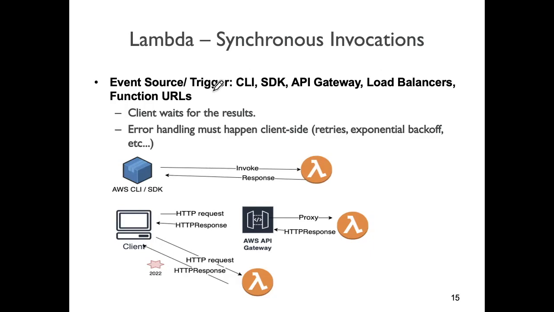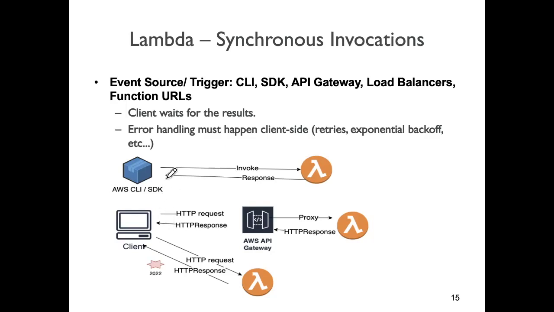And there's also something called function URLs, which I'll illustrate in a minute to you. You can actually get the Lambda service to generate a URL for your Lambda function, and then you can invoke it from a browser or some other type of web client. But the communication is synchronous as well.